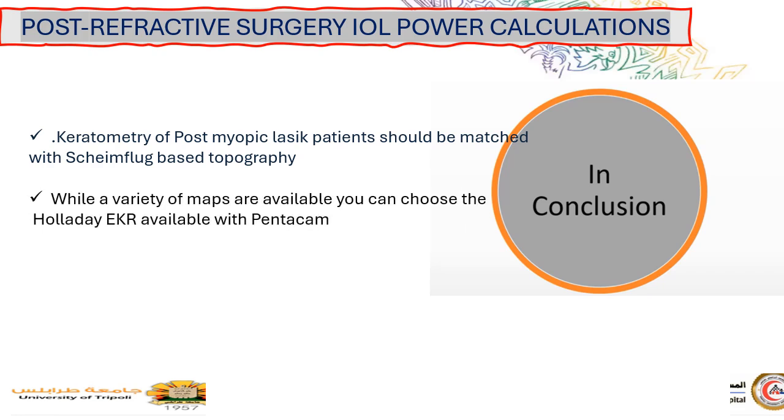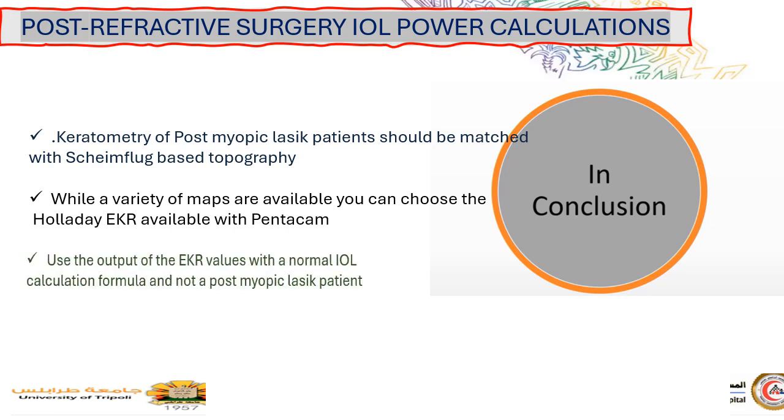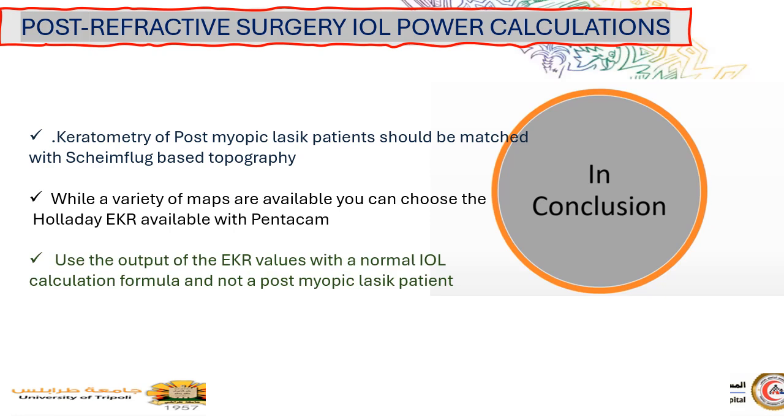Another thing, as I said, is the use of the AKR keratometry using the Holladay report in the Pentacam, which is suitable in post-LASIK patients. We can incorporate this AKR reading in any standard IOL formula and have a high degree of accuracy. The AKR map can be used with any normal IOL calculation formula with high precision, because it represents the central 4.5 millimeter of the cornea, which takes into consideration the central 1.5 millimeter, where the maximum flattening happens in post-LASIK cases.